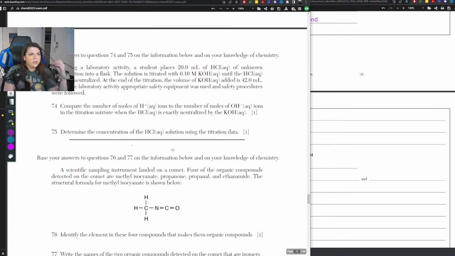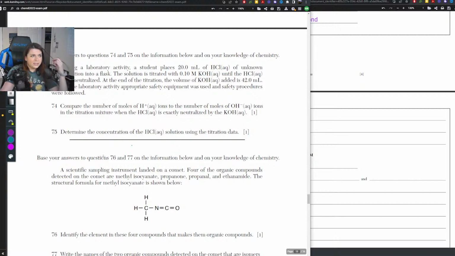Number 74. During a lab activity, a student places 20 milliliters of HCl of an unknown concentration into a flask. The solution is titrated with 0.10 molar KOH until the HCl is exactly neutralized. At the end of the titration, the volume of KOH added is 42 milliliters. During the lab activity, appropriate safety equipment is used and safety procedures were followed. Compare the number of moles of H+ ions to the moles of OH- ions in the titration mixture when the HCl has exactly neutralized the KOH.